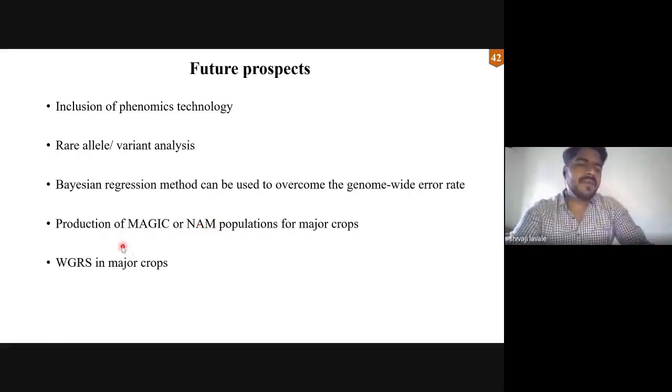And if we have whole genome resequencing in most of the major crops, it will be an added advantage.